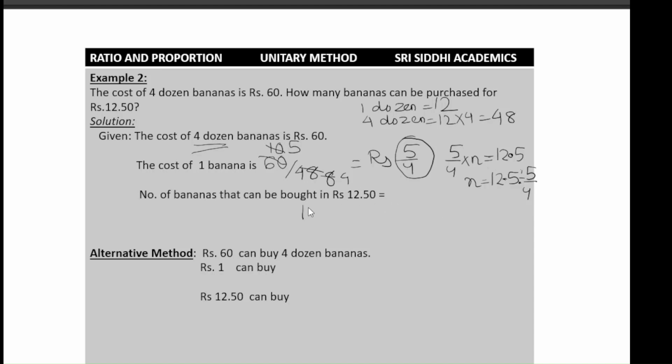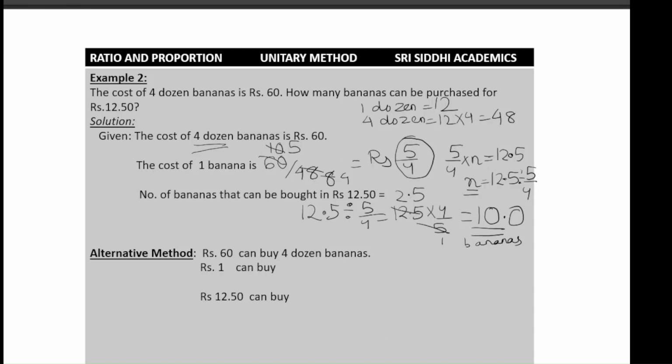So let's do the division. 12.5 divided by 5/4 will give me the number of bananas, n, right? So 12.5 multiplied by 4 by 5, I have to find the reciprocal. 5 ones are 5, 5 twos are 10, then decimal point comes, and then 5 fives are 25. Now 2.5 into 4, just ignore this decimal. 25 into 4 is 100, right? 100, and there is one decimal point, so it is actually 10 bananas. 10 bananas I can buy with the amount 12.50 rupees.